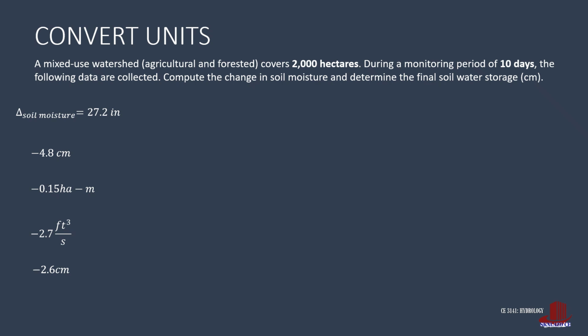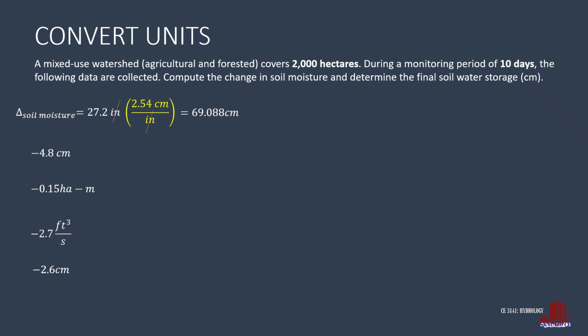The first term is 27.2 inches, which would be multiplied by the conversion of 2.54 centimeters to an inch, which makes the first parameter equal to 69.088 centimeters. The second parameter is kept as it is because it is already in centimeters.